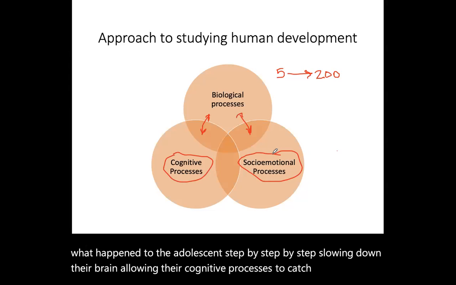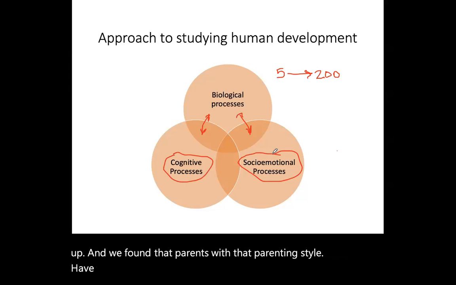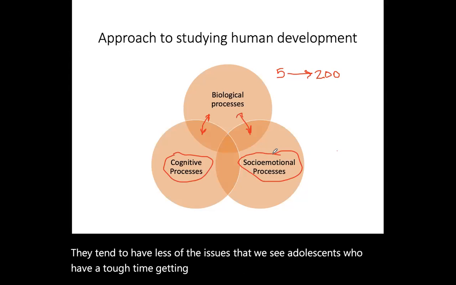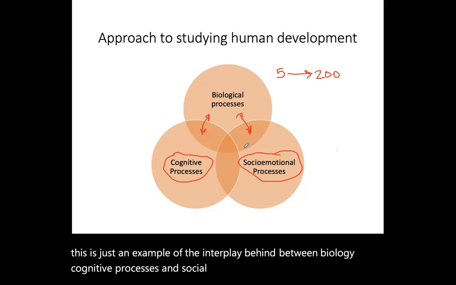And we found that parents with that parenting style have adolescents who actually have a less tumultuous adolescent period. They tend to have less of the issues that we see in adolescents who have a tough time getting through adolescence. So again, this is just an example of the interplay between biology, cognitive processes, and socio-emotional processes.